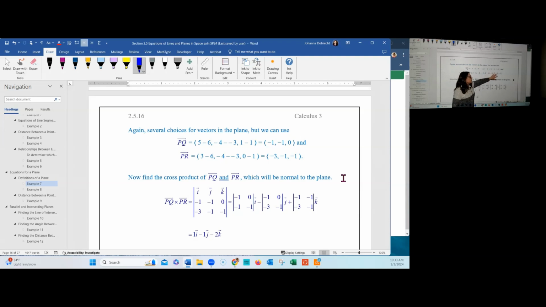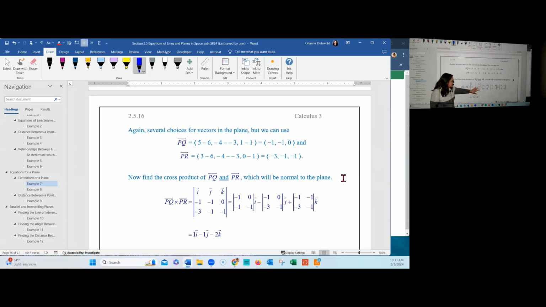And this gave me 2 vectors which are lying in that flat plane. Now to get a normal vector, and I don't know whether it's going to be the one pointing up or the one pointing down, but in either case, it's going to be orthogonal to the plane. It doesn't matter which one it is. I'm going to find the cross product of PQ and PR, which will be normal to the plane.